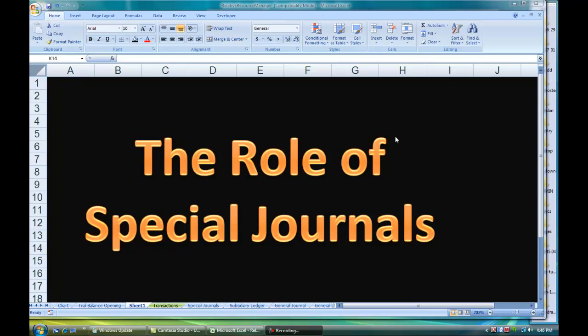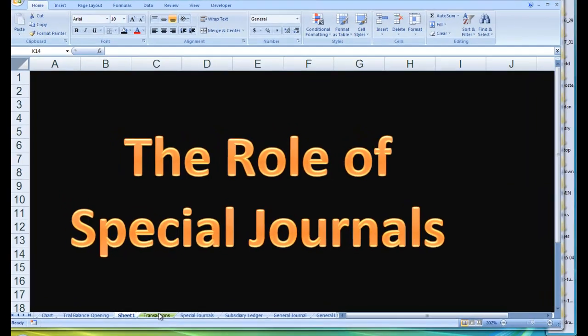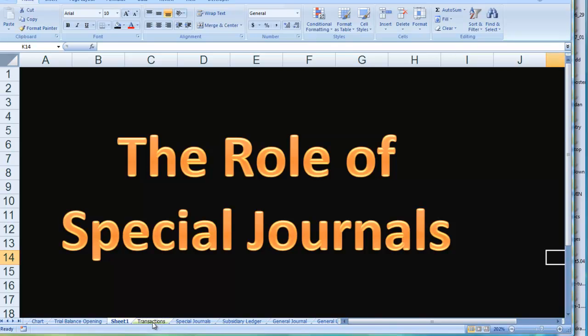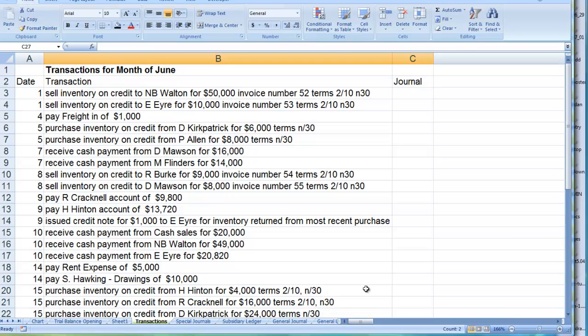Special journals. I won't exactly tell you what the role of special journals is. More, I'd like you to come to understand for yourself what great benefit they bring. And I'm going to help you come to this realization just by doing a few basic transactions. And for the moment, we'll pretend that we do not have special journals.